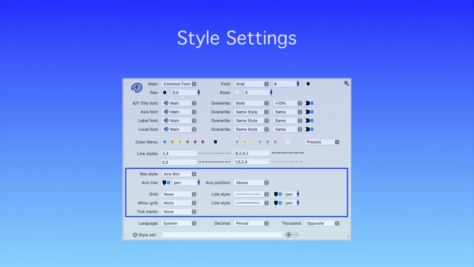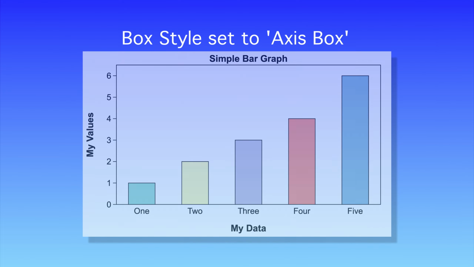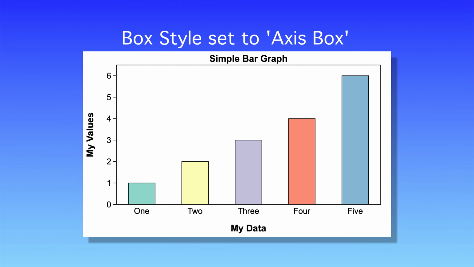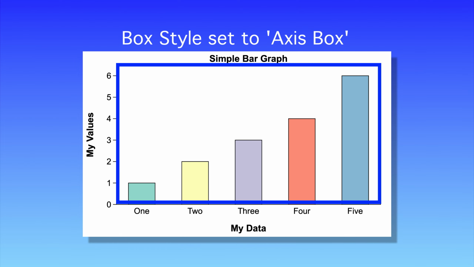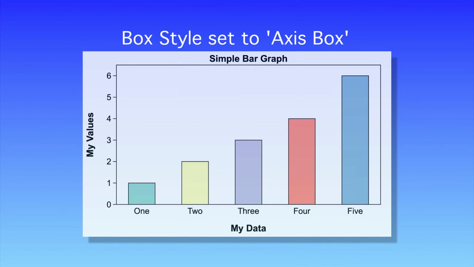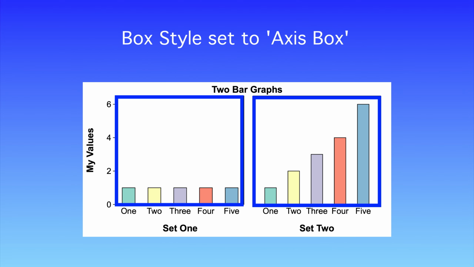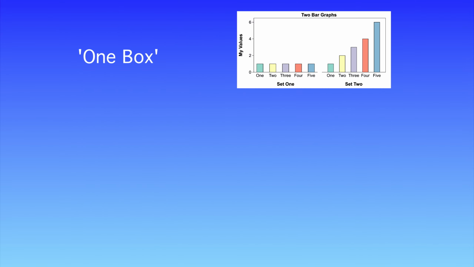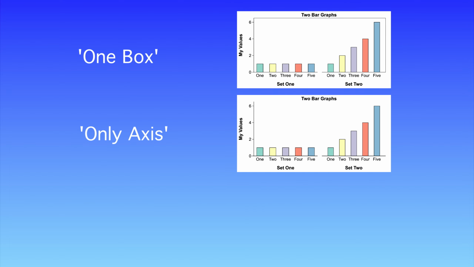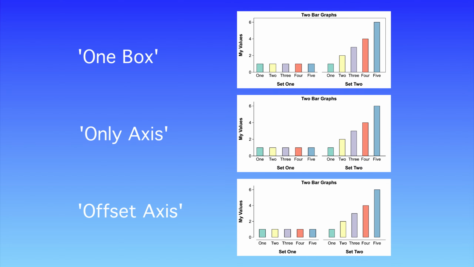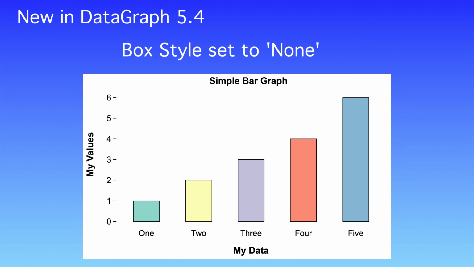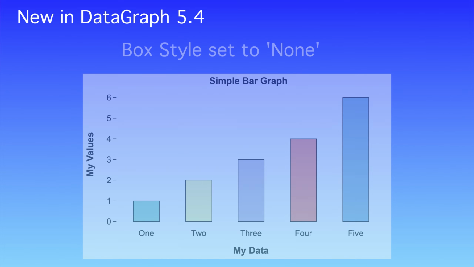Let's focus for a moment on the box style. The default box style in DataGraph is set to axis box. That means there's a single outline around the XY coordinate system. If you have a split axis, then each individual axis will have its own outline. There are several other options in DataGraph that you've had for a while. One is one box, only axis, or you can also use an offset axis. Now in DataGraph 5.4, you can simply set the box style to none, which creates a modern-looking minimalistic graph.